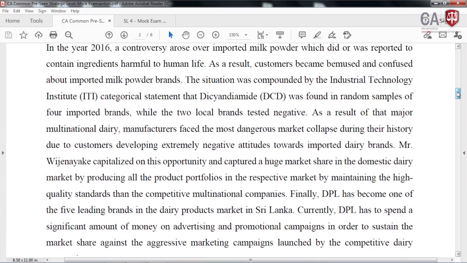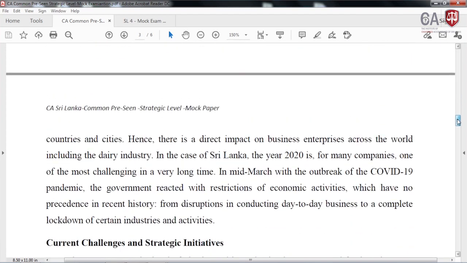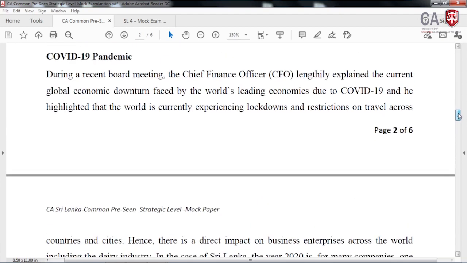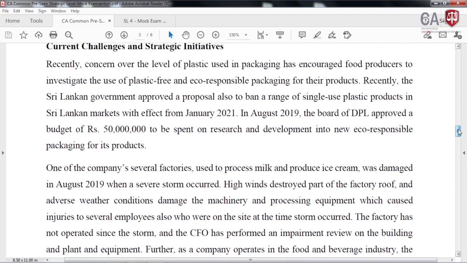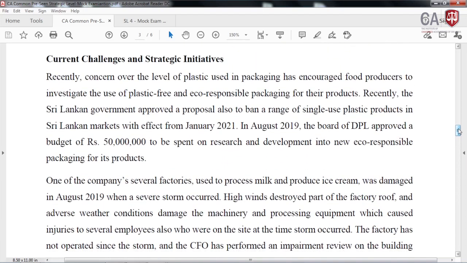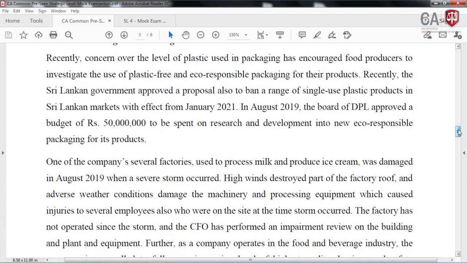Then profit has declined. That may be a weakness compared with 2019. Then they are looking at eco-friendly products also. There is a demand for that. Even the government has banned the use of plastics from 1st of January 2021.